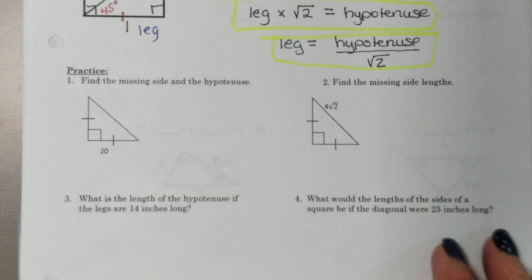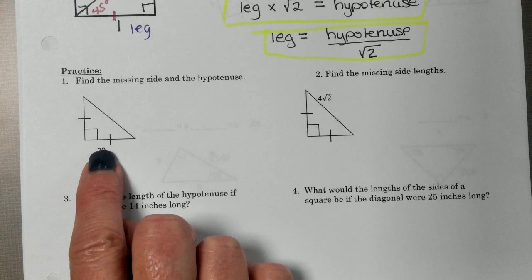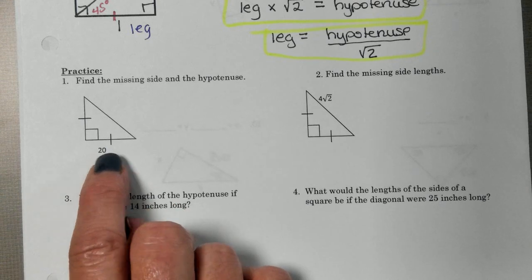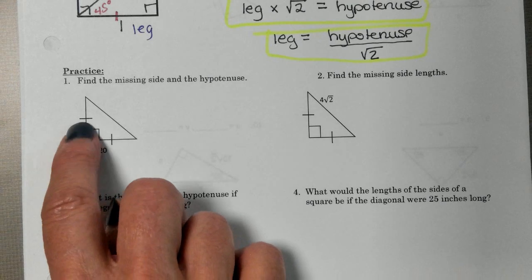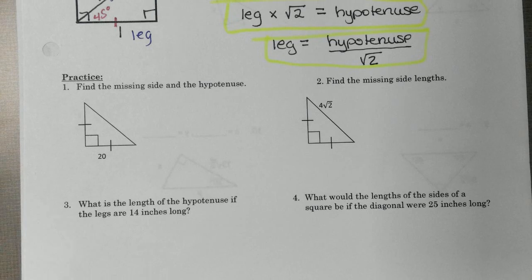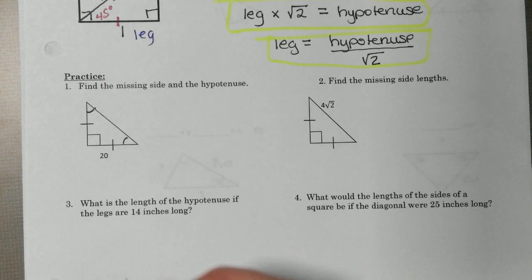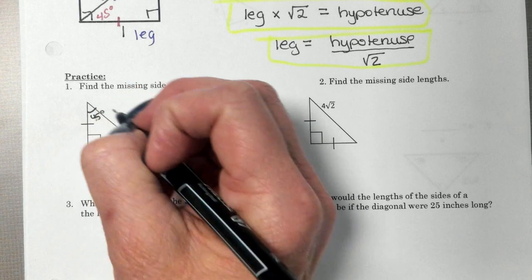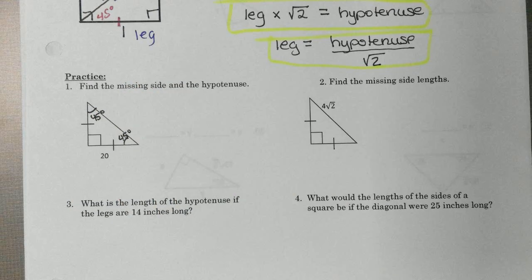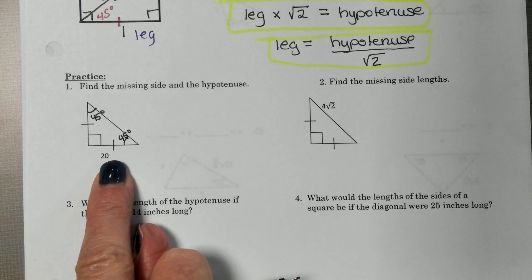So let's do some example problems. So notice that you've got a right angle and that you've got two congruent sides. That means it's isosceles. And if it's isosceles, that means we've got congruent angles right here, and those are 45 degrees. Now, we know the length of a leg.